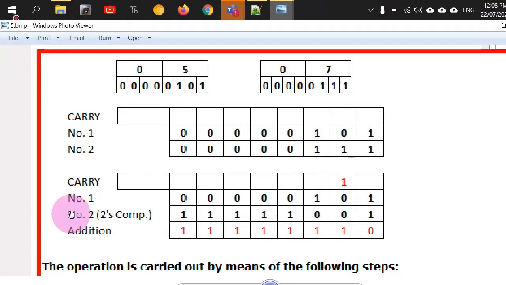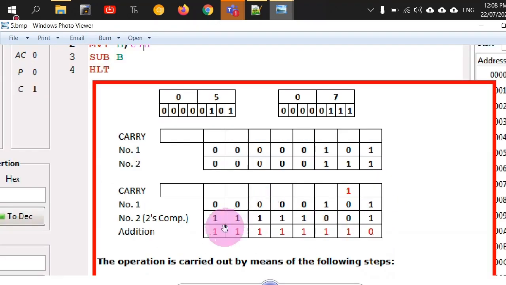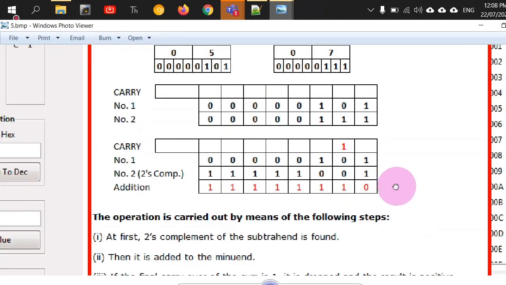Now, number 1 is in its original form, number 2 is in its 2's complement form. You add both of them and you get some result. So this is the addition that I have got. I have marked it in red because I know for sure that this is not the result which I can directly interpret. So to interpret it, we have got two different conditions, right?